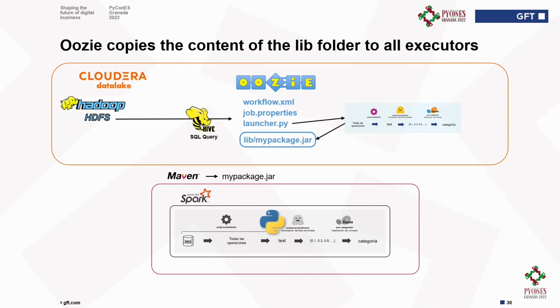So it turns out that with Uzi, whatever is inside the lib folder, it'll copy it, and it'll put it into all of the executors, to all of the office spaces, kind of like the broadcasted variable, so that we could import our functions and our classes and all of our work in the inference pipeline in the data lake.